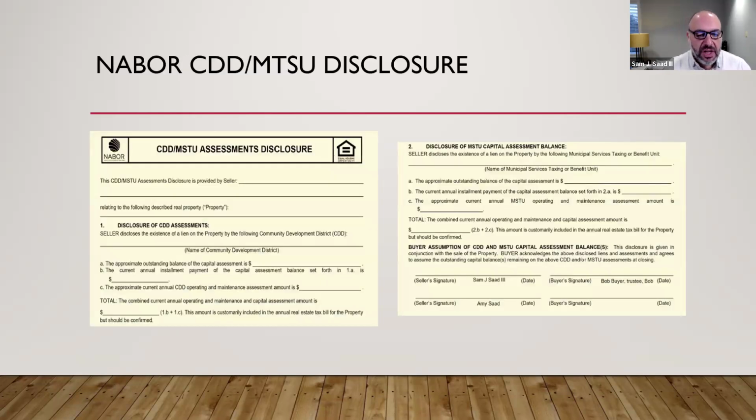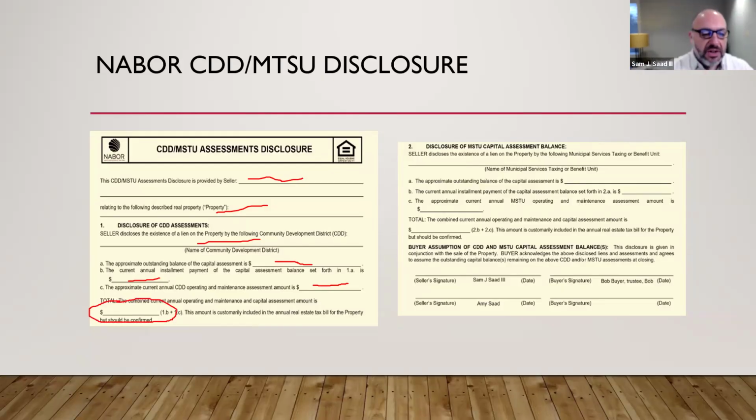What does the form look like? This is the form that attaches to the contract. So in your NABOR contract, you're going to check the box for the CDD in section 5, I believe. Section 5 will say that there's a CDD, and then you provide this disclosure. On this disclosure, you put the seller's name, the property address, the name of the CDD, which I'll show you where to get on your tax bill. You put the outstanding balance of the capital assessment, the installment payments for the capital assessment, and the installment payments for the operating and maintenance. And then here on the form is the total of the two capital and operating costs.